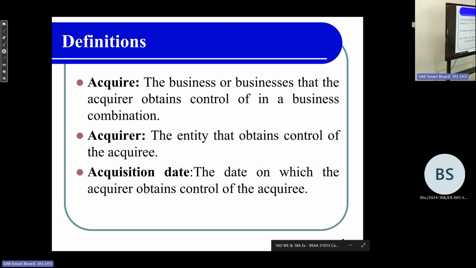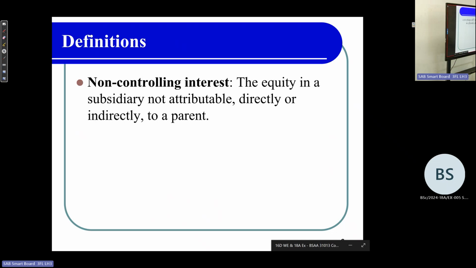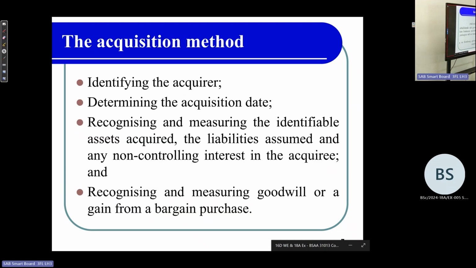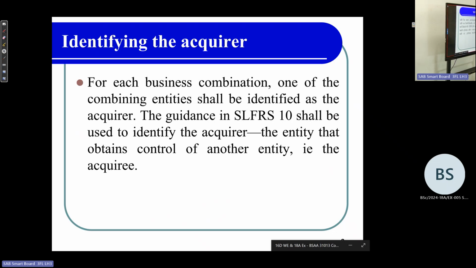Acquirer, acquiree, non-controlling interest, acquisition date, goodwill, fair value. Then there are 4 steps in the acquisition method. What are the steps? Identify the acquirer, determine the acquisition date, recognize assets, liabilities, and non-controlling interest at the date of acquisition, then recognize goodwill or bargain purchase.